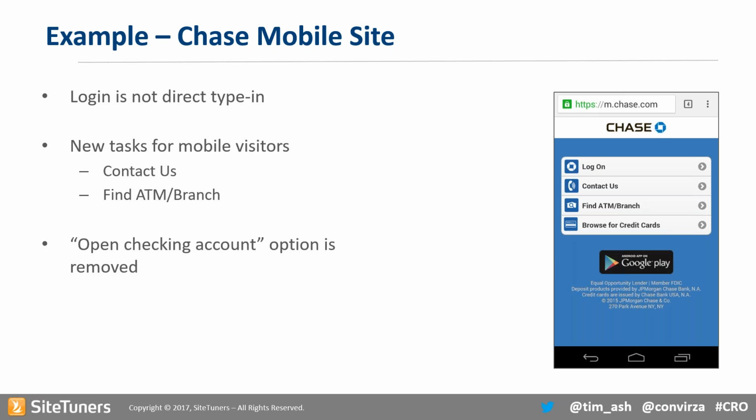They have new options strictly for mobile visitors. Remember, you're on the go. What do you more likely want to do? Find a branch or an ATM. That's a location-specific, on-the-go, time-sensitive thing. Where is the nearest ATM or bank branch? When I get to the branch, I also want to know, is it open right now? I don't want to drive somewhere and find out it's not open, right?